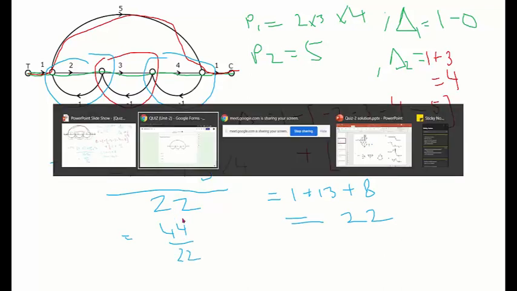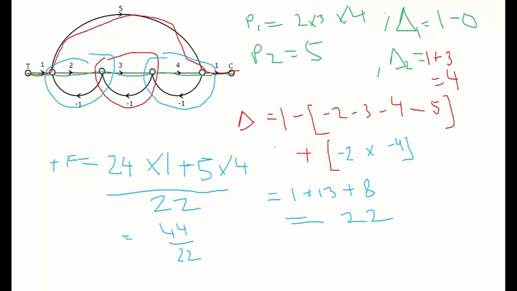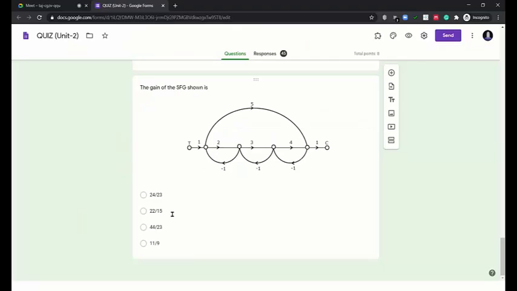Let's see the options. No, I think I committed a mistake here. So this should be 1 minus the sum of loop gains 2, 3, 4, 5. Fine. And oh, sorry, this is not 13. This is 14. So I committed a mistake in taking the sum. So 14 plus 8 plus 1 is 23. So the correct option is 44 by 23.